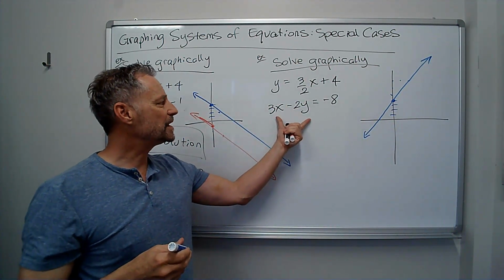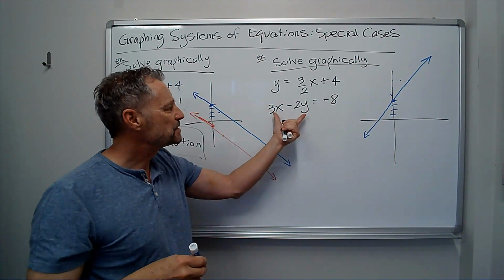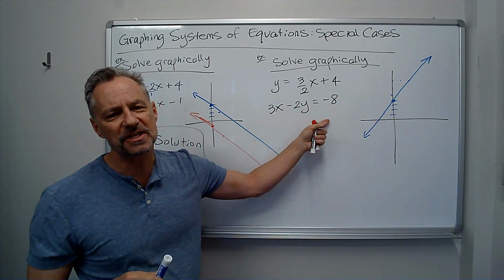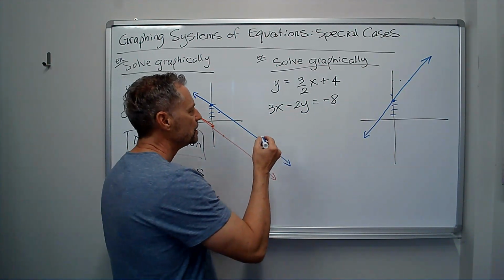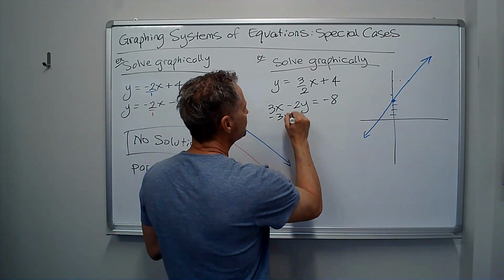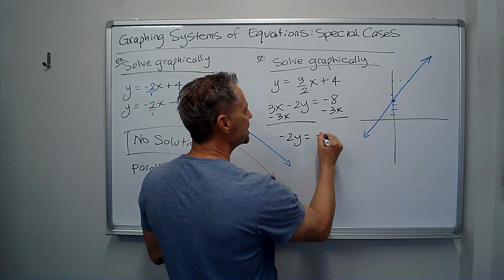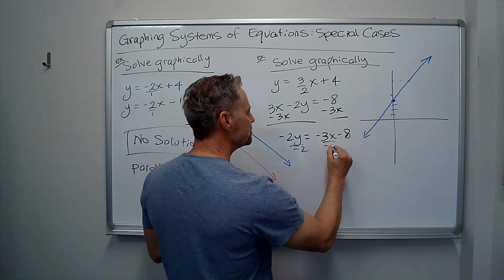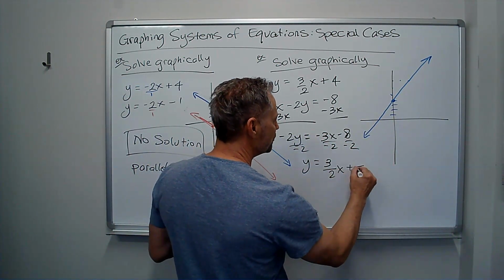And now this one, not in slope-intercept form, I can plug in, find the x and y intercepts if I want to do it that way, but I'm going to have fractions for this one, so I don't really want to do that. I'm actually going to solve for y to get it in slope-intercept form. So let me go ahead and do the math there, a little algebra. Subtract 3x. I get -2y equals -3x minus 8. I'll divide each piece by -2. y equals 3/2 x plus 4.